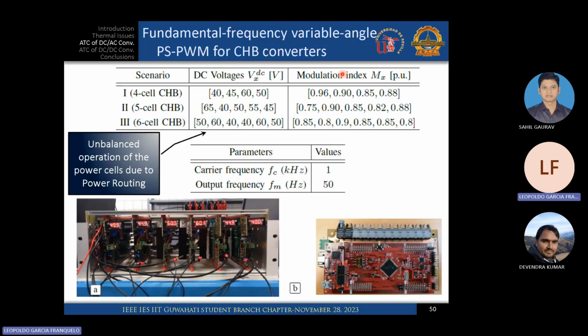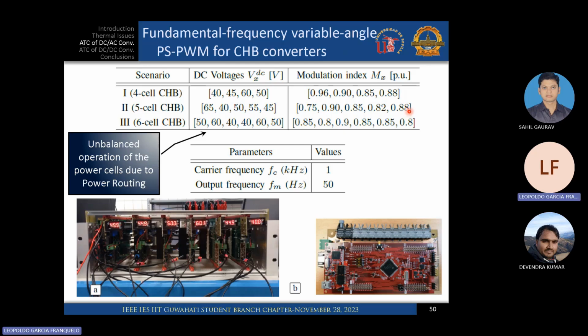So then, as an example, we may use several cases or scenarios. First is using 4 cells, second using 5 cells, and third using 6 cells. The equipment is here, and you can see here the values for the 6 CHB and the control. Then randomly we select a set of values of the DC voltage, for instance here 50, 60, 40, 40, 60, 15, any values, okay, and different modulation indexes.